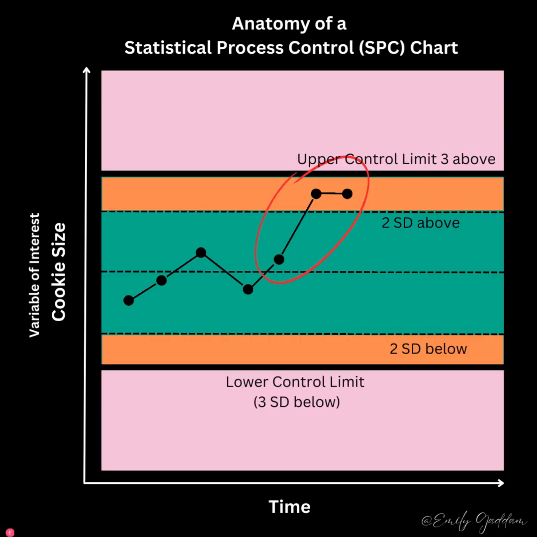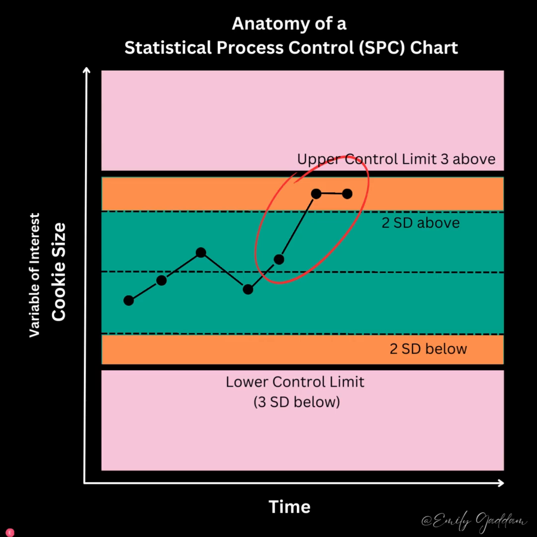Now for rule number 2. 2 out of 3 successive data points more than 2 standard deviations from the mean on the same side of the center line. To visualize this rule, take a look at the line graph on my screen. The green area represents data points within 2 standard deviations from the mean, while the orange and the red areas indicate points beyond 2 and 3 standard deviations respectively.